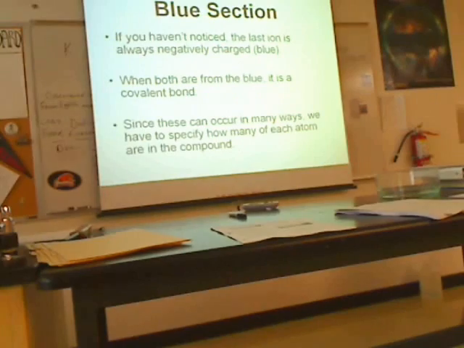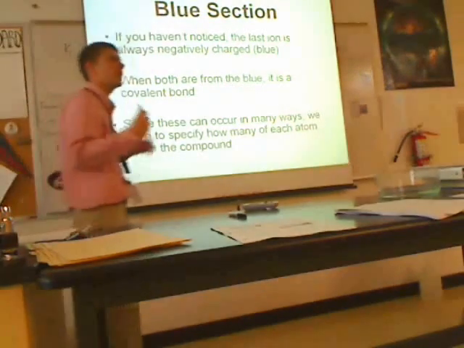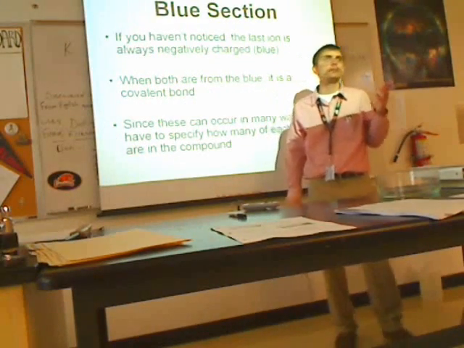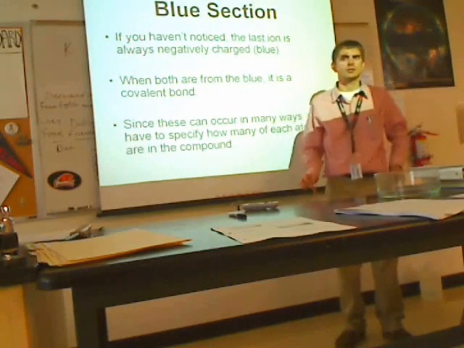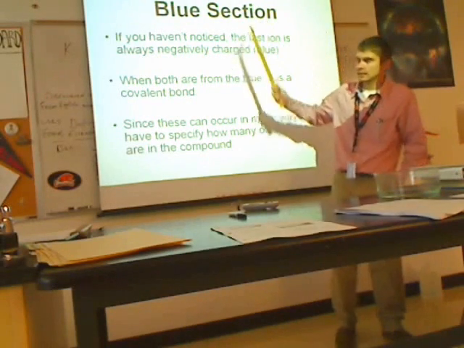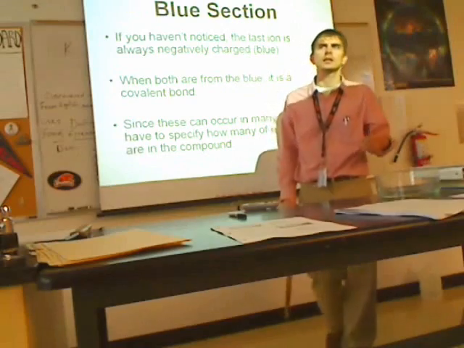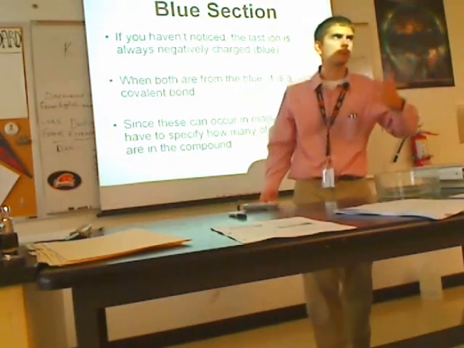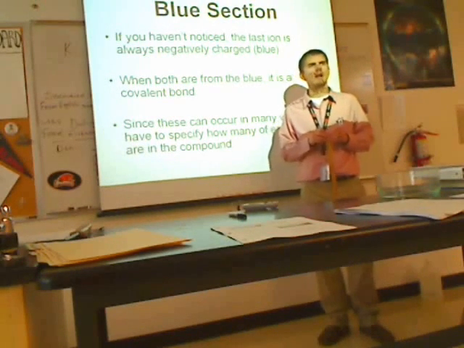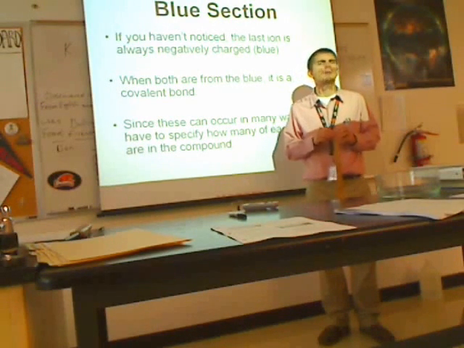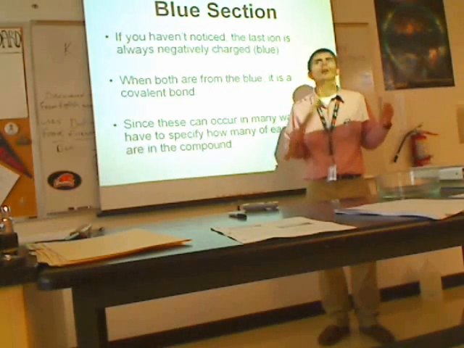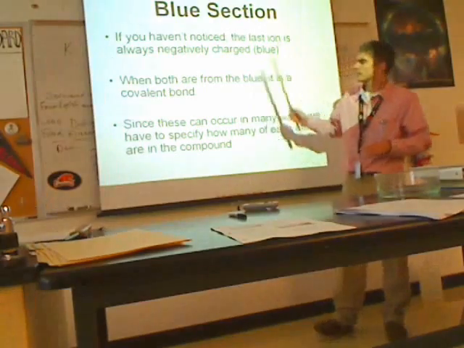Our good friend, the blue section. If you hadn't noticed yet, the last element in all of them is always in the blue section. So if the first one is in the blue section, then they're all in the blue section. If they're all in the blue section, they're all on the same side of the magic line. What kind of bond happens when they're on the same side of the magic line? Covalent. So these are covalent bonds.